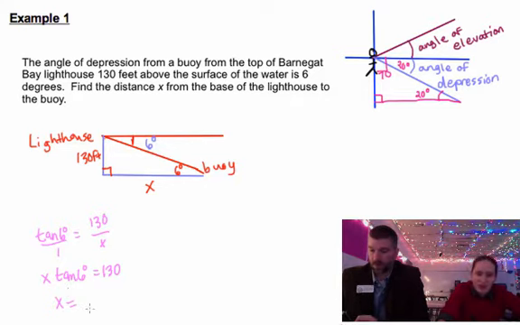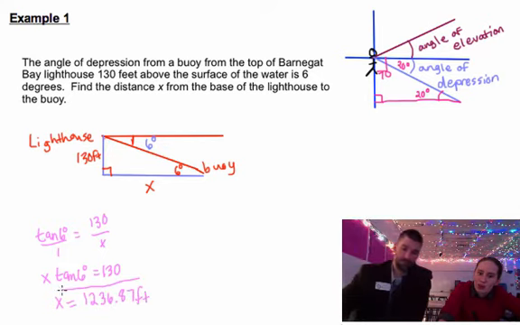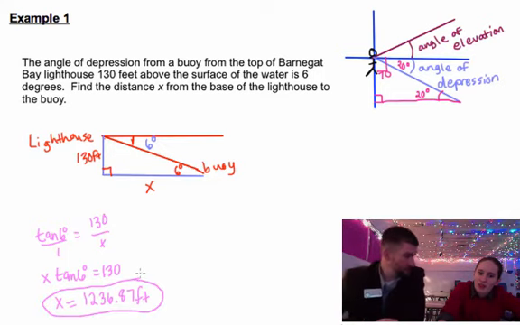Okay, 130 divided by that. I get 1,236.87 feet. All right, so that's the distance from the buoy to the lighthouse. Does that make sense? It does, because that's a really small angle, so x should be a lot bigger than 130. So I think that most of the time works.